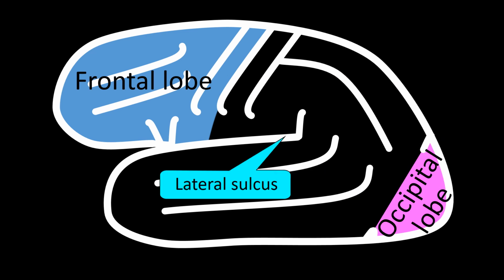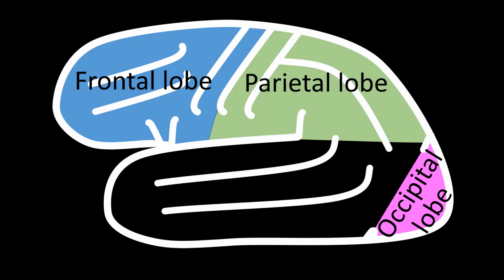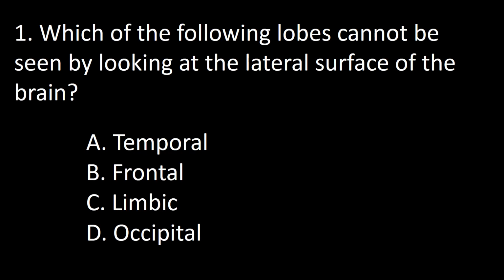Now go to the end of the lateral sulcus just before the posterior ramus takes off and find the parieto-occipital sulcus. Draw a line between them. On top is the parietal lobe and below the temporal lobe. So the answer to this question is C.